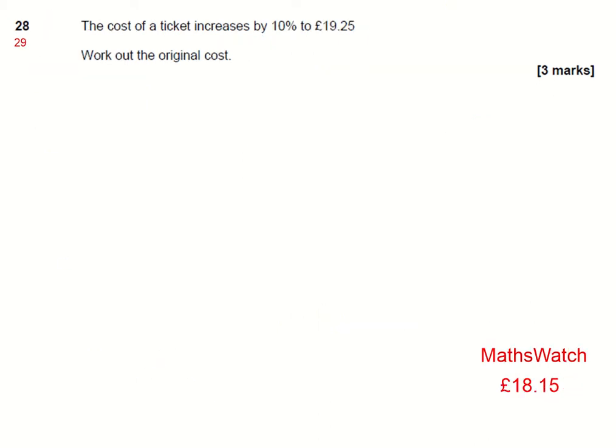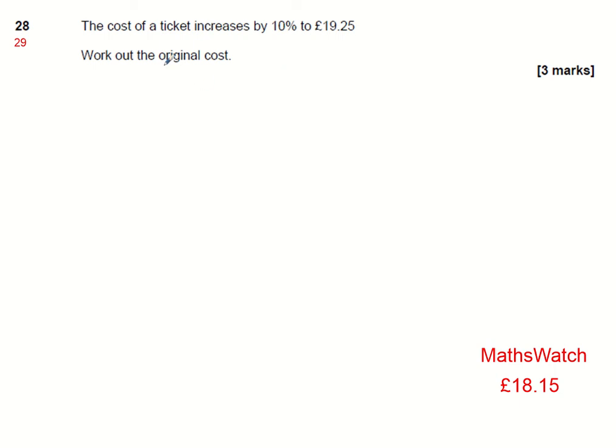Question 28. The cost of a ticket increases by 10% to £19.25. Work out the original cost. Now, this can be used for any sort of question that involves what's called a reverse percentage, which means that you're working out an original cost if you are given a new cost.